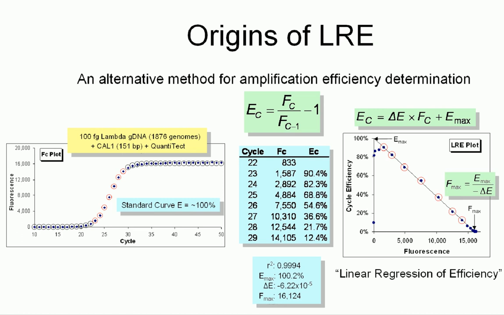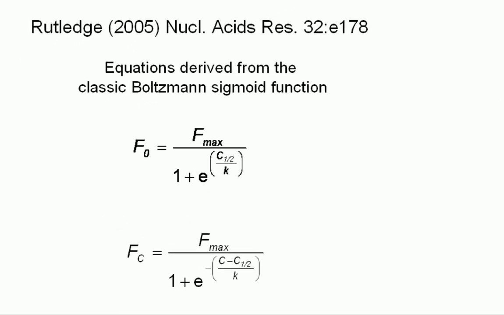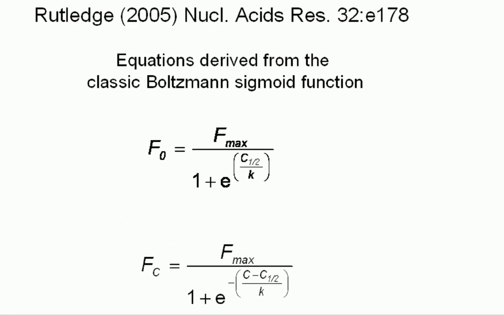Answering the more general question as to how LRE analysis can be applied to quantitative PCR required returning to earlier work, which involved the application of sigmoidal mathematics to quantitative PCR. As described in a previous study, quantitative PCR can be conducted by modeling PCR amplification as a sigmoidal process using two equations derived from the classic Boltzmann sigmoid function.